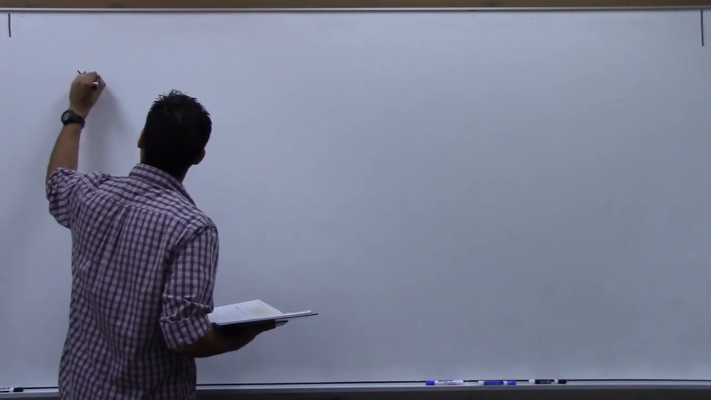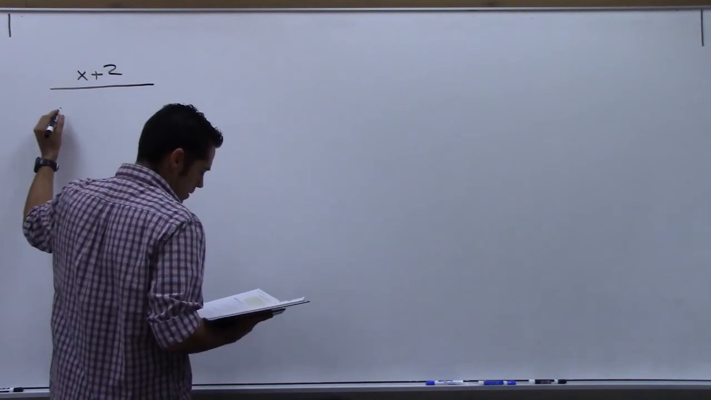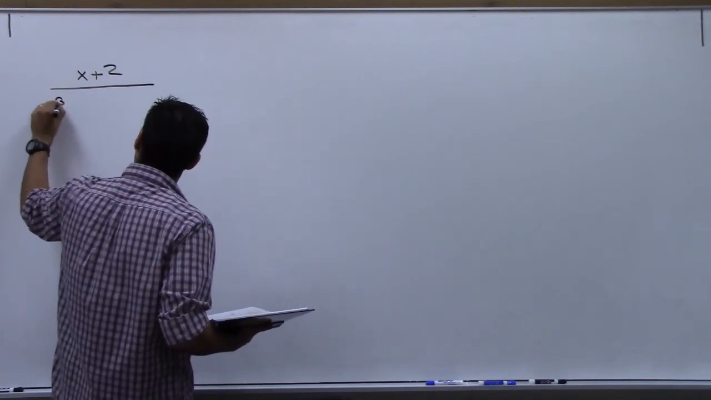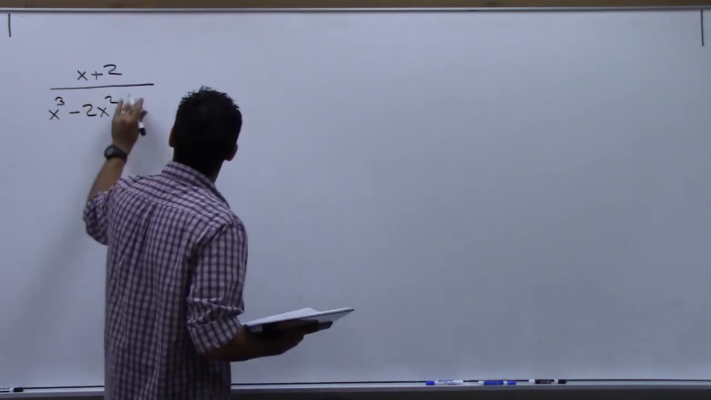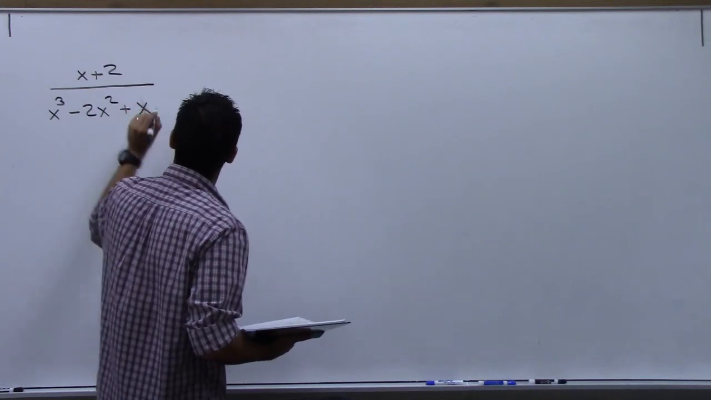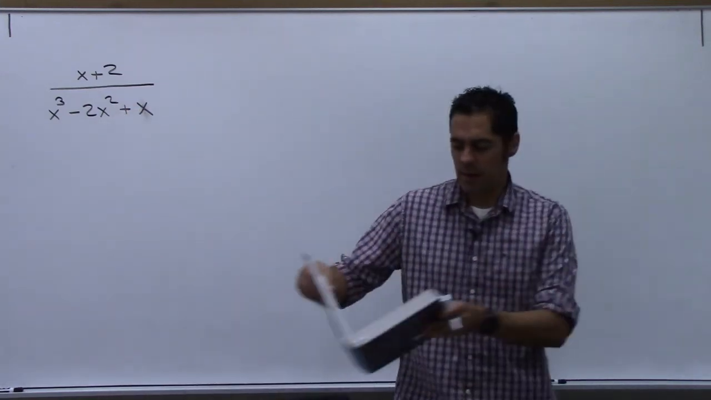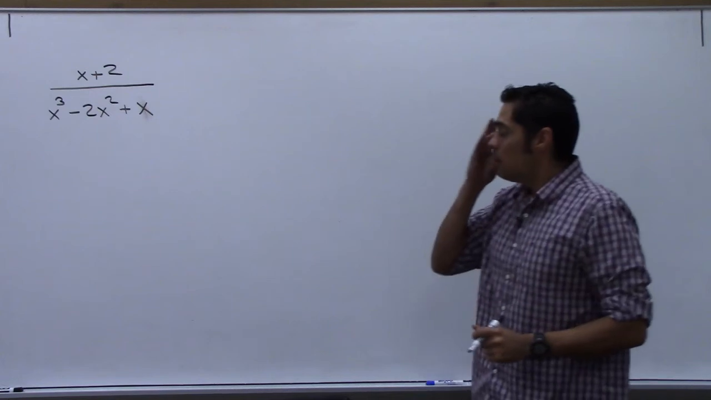x plus 2 over, this is going to look very similar to the last problem, x cubed minus 2x squared plus x. This is the one that I had up initially and I asked you to change. Oh, so it goes back and forth.